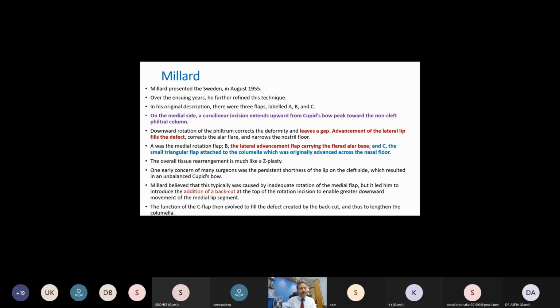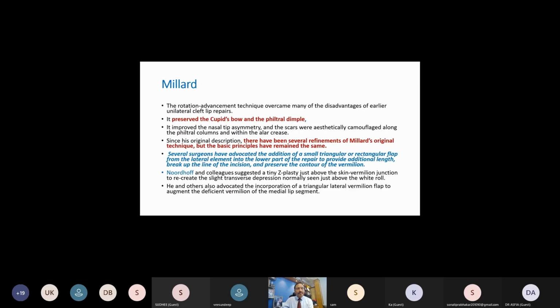So now let us see the advantages of the Millard's. It preserved the Cupid's bow and the philtral dimple, which was very important, and it improved the nasal tip symmetry, and the scars were aesthetically camouflaged along the philtral column or ridges and within the alar creases.